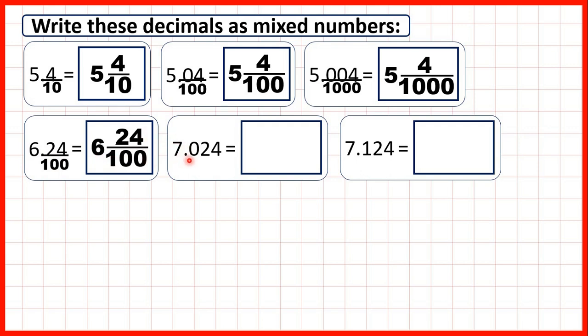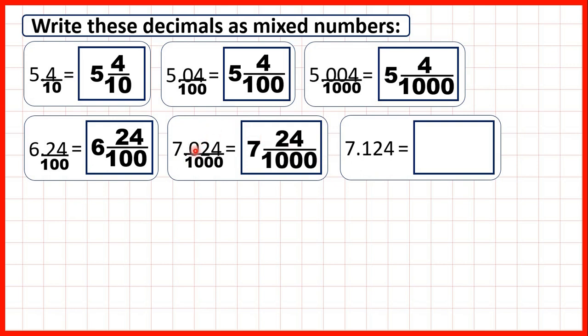Now 7.024. There are three digits after the decimal point, so we can draw a line across and write a denominator of 1,000, so 3 zeros. That means 7.024 is 7 24/1,000.